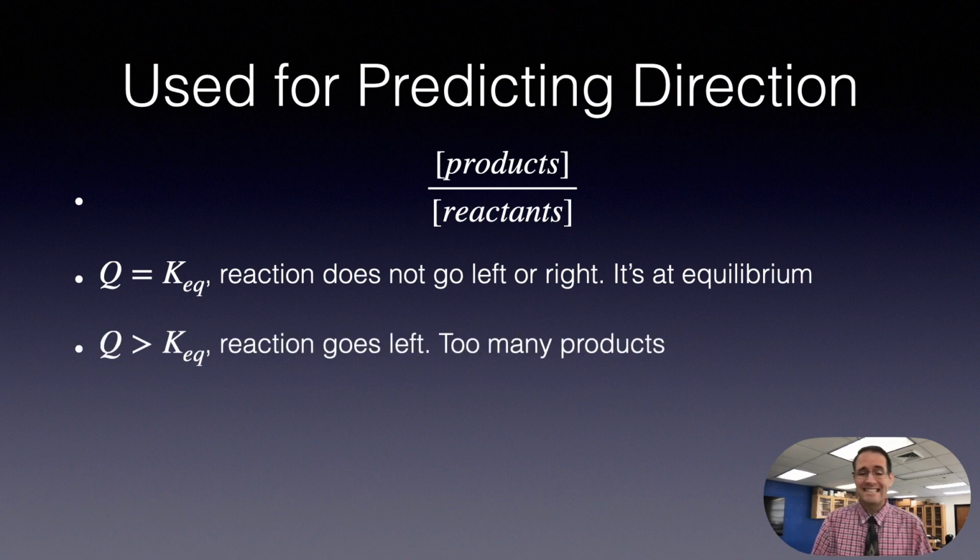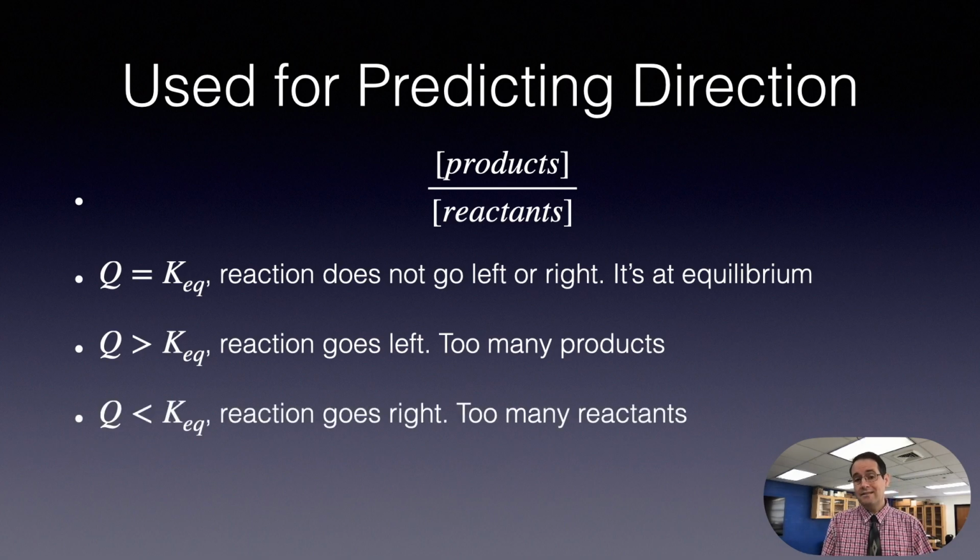Now, if Q is greater than K, the reaction is going to go left. Why? Well, you have too many products, okay? Your quotient, or that ratio, is too high because the product's concentration is too high, right? That number in the top of the fraction is just too high. So what you need to do is reduce that top number and maybe increase the bottom number, right, to get that fraction to become less and equal the KEQ. So what that means is the reaction goes left.